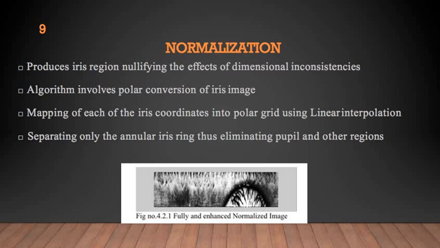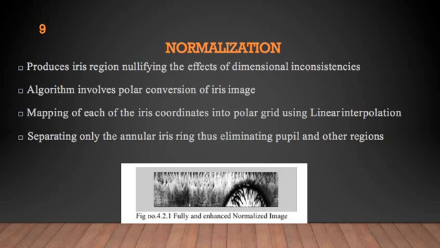After the image is segmented, we cannot just compare it with other images in the database. We need to normalize it to compare it with the others. In the process of normalization, the iris region is transformed to fix the dimensions of the pupil. Since the dimensions of the pupil are now fixed, we can compare it with other images. We need each and every image to have fixed dimensions so that we can compare them to each other. Normalization basically produces an iris region nullifying the effect of dimensional inconsistencies. That is, a fixed dimensional image for each and every image that we take as an input.